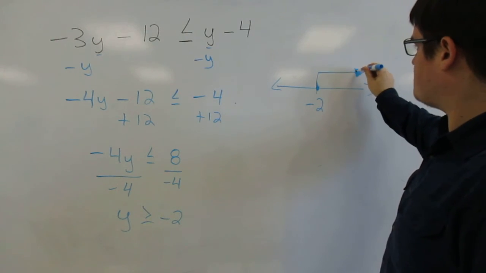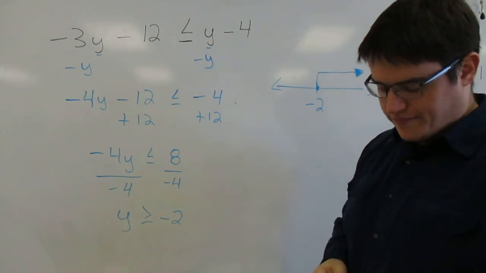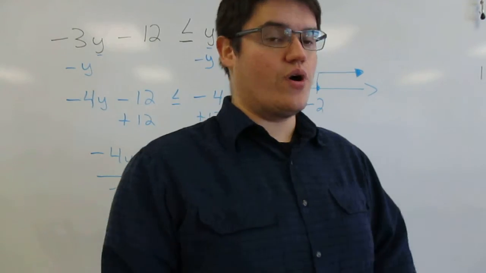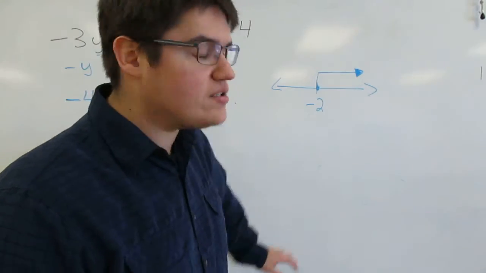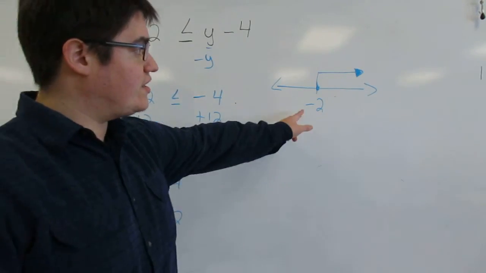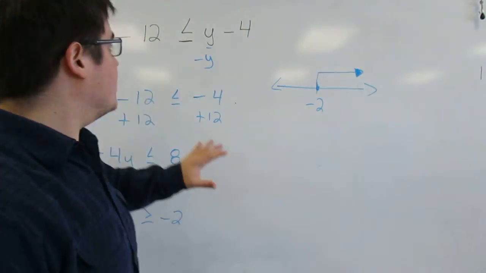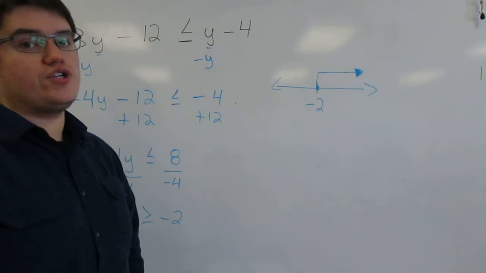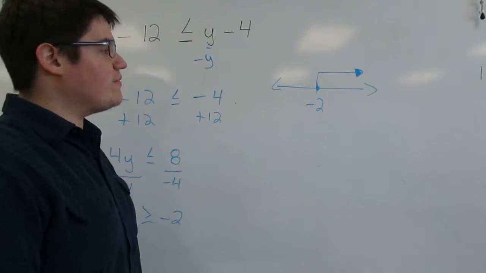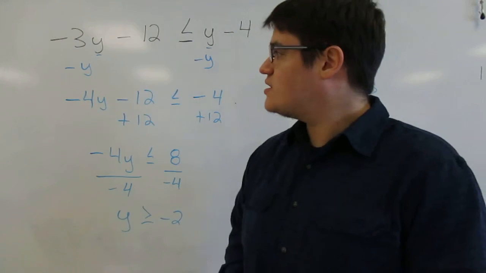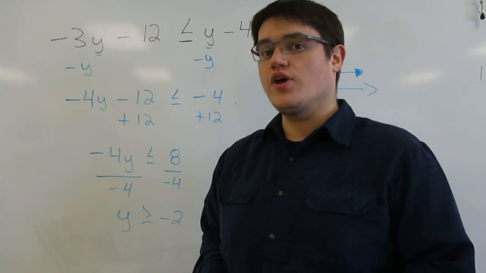So there we go. And again, if you're wondering, because I know you are, what does this mean? Well, we're just saying that if you pick a y value that's greater than or equal to negative 2, this inequality will be true. Okay? Hopefully that helped you out with multi-step inequalities.